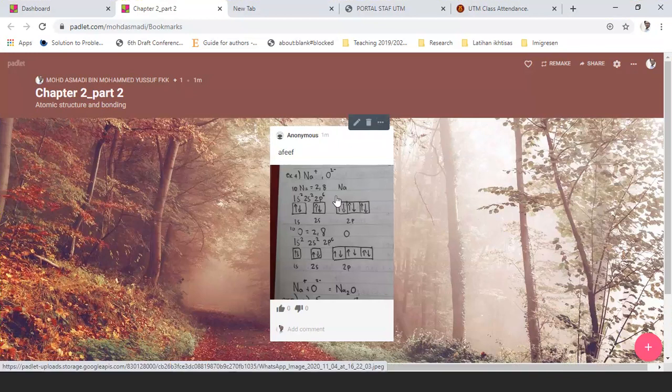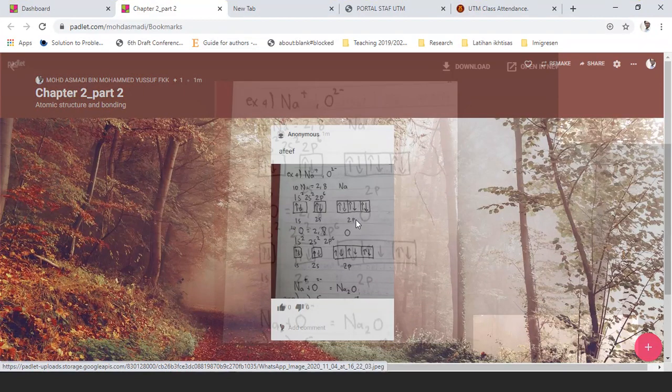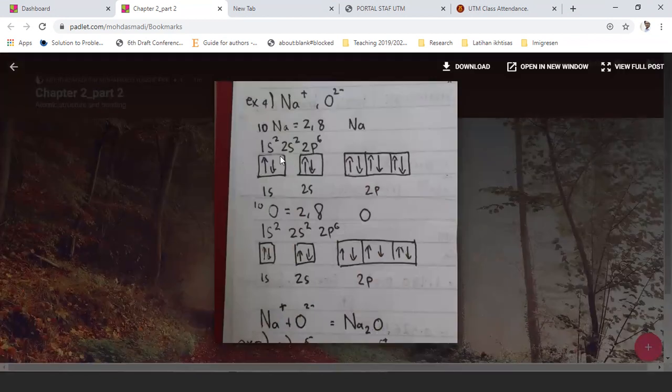Okay, so Afif. You use what method? 1s2 2s2 2p6. Why until 2p6, Afif? Because it's Na+. To form Na+, from the formation, Na 11.